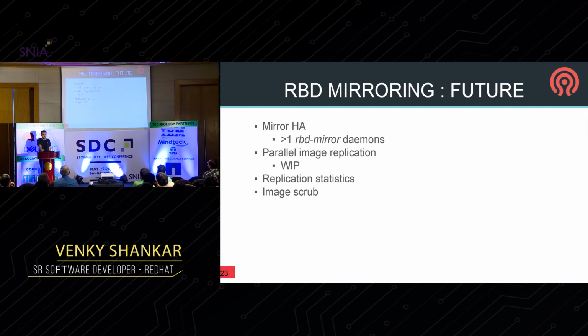Future: currently we just support running one RBD mirror instance, so that's not horizontally scalable. We are moving to that. Currently in upstream master, we can run n of them, and one of them will replicate the images. If that goes down, the other takes over, so that's highly available. Parallel image replication is work in progress, and other things are being worked upon. I can go into details, but I'm out of time. Sorry.